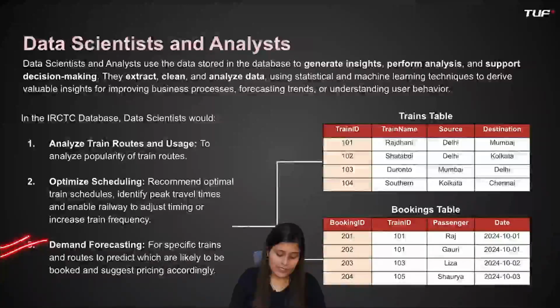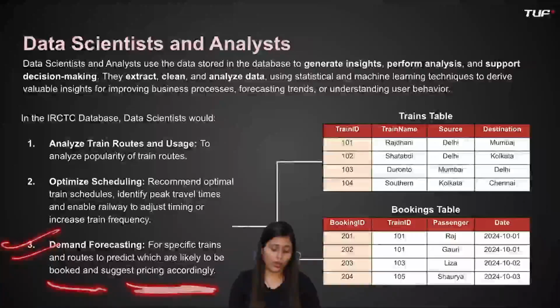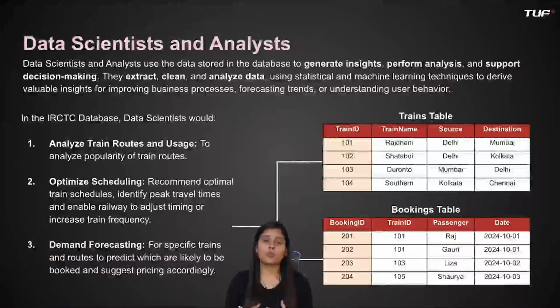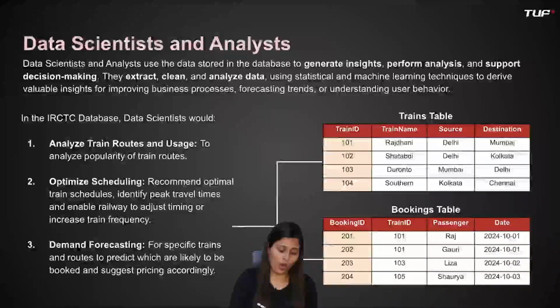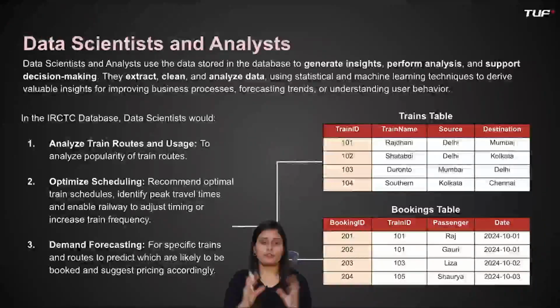Next is demand forecasting. For specific trains and routes, they predict which are likely to be booked and suggest pricing accordingly. Obviously when some trains are in high demand, their price will be comparatively higher than the trains or routes which have lower demand. All these things are for making good profit and for better utilization, and data scientists and analysts have their role in this part. And yes, this is also very important.